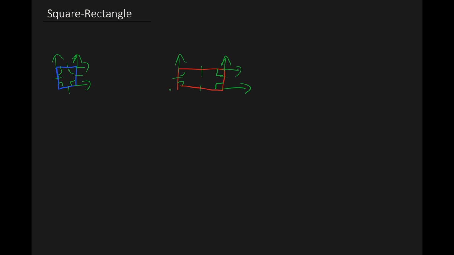And let's see. Another distinguishing feature of a square that a rectangle does not have. 4 equal sides. One thing a square has, but a rectangle does not have, is 4 equal sides.